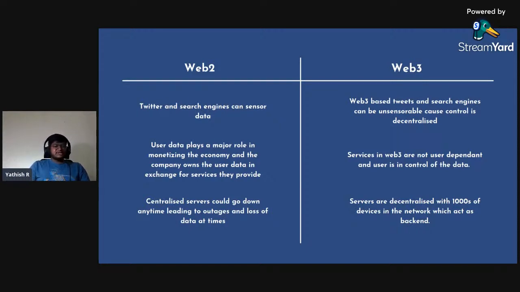Web2: centralized servers could go down at any time, leading to outages and loss of data at times. Web3 servers are decentralized across thousands of devices and networks which act as a backend. So, like I said, this is always what we talk about: centralized servers can go down, decentralized servers can't go down.